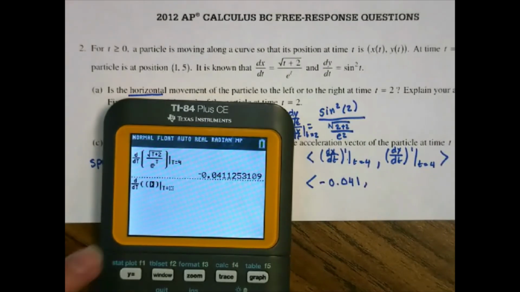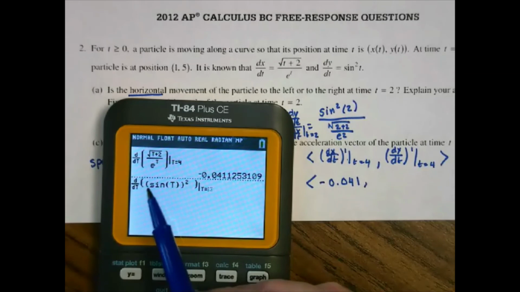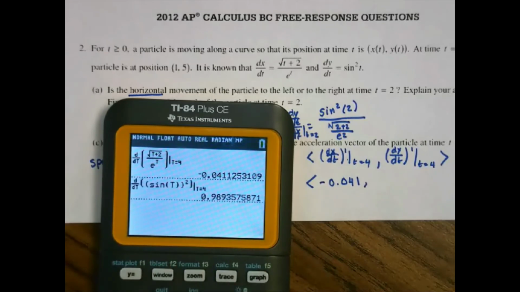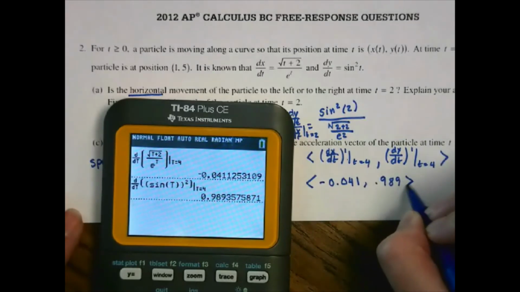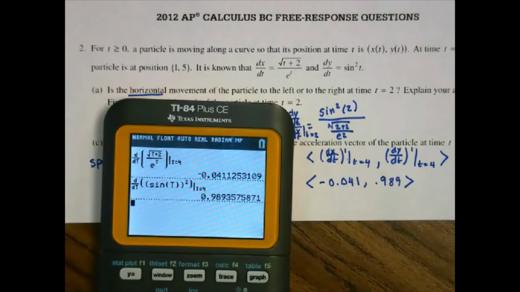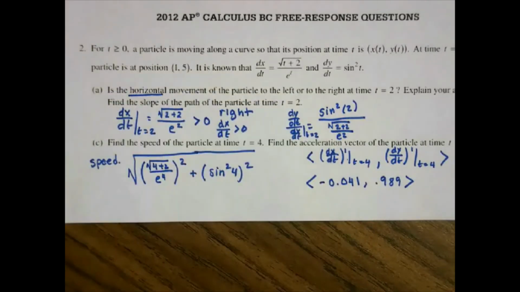d/dt of sine t, and we have to square that, so make sure that you put parentheses around sine of t, then square it, and again we want this at 4, so we get 0.989, and that is our velocity, our acceleration vector. So that is parametric equations.